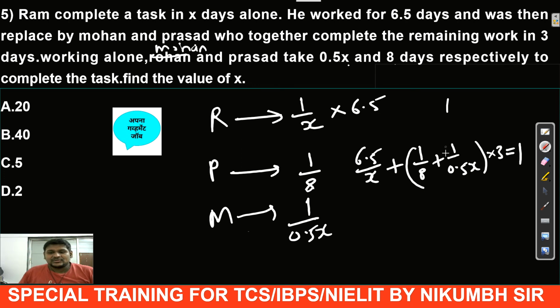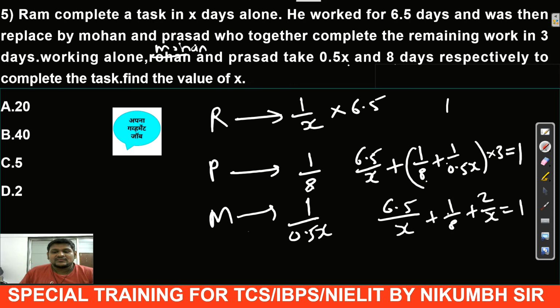It's easy, right? So here see, this 0.5x means 1 by 2, so 2 goes up. So it will be 1 by 8 plus 2 upon x. So this x is common. Here you can write 1 by 8 plus 2 by x is 1. If this 1 by 8 goes there, then it will be 1 minus 1 by 8, means 7 by 8, and here it will be 8.5x, right? So just solve this, you will get the answer.